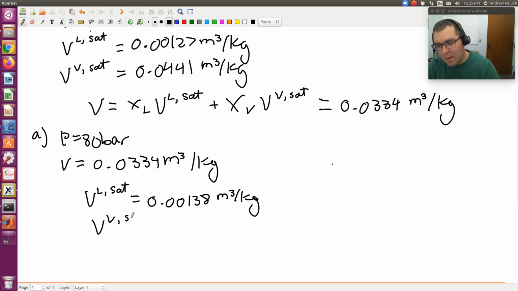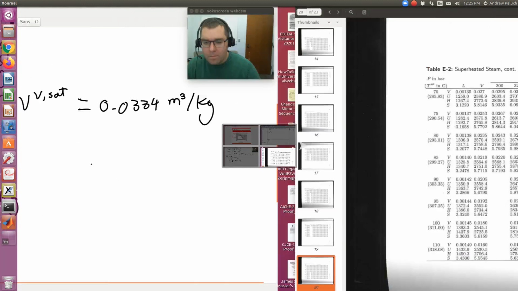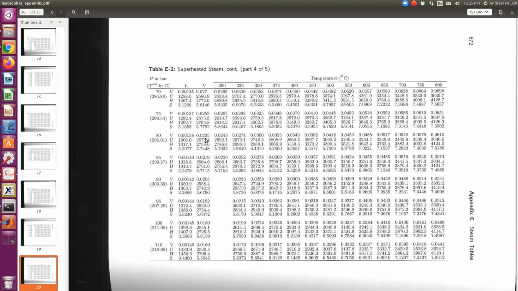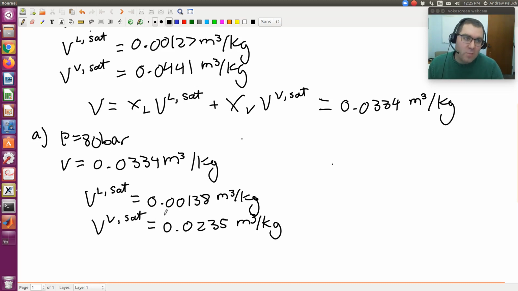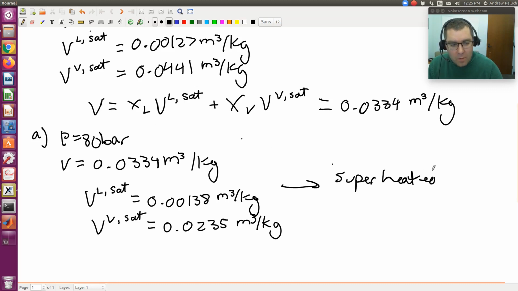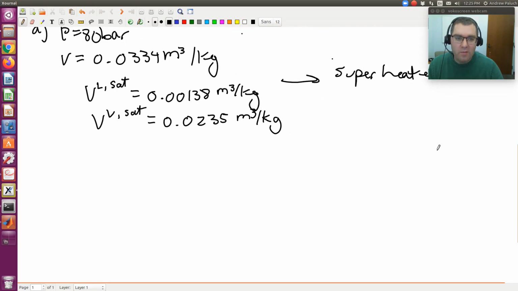And V_v sat is equal to 0.0235 meters cubed per kilogram. So based on these two values, since I see that my specific volume is greater than the specific volume of the vapor at saturation at that P, I must be in a superheated vapor. Alright, so I know I'm a superheated vapor.